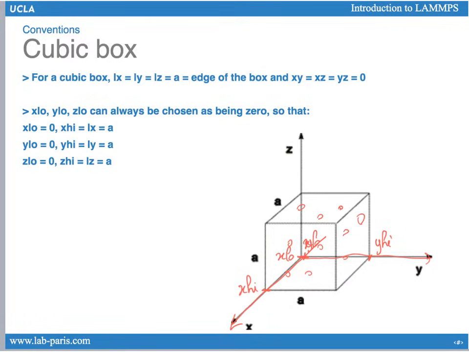Usually, what we will use in practice is that we will always define one corner of the box to be at 0, 0, 0, the origin of the coordinate system. So we will usually define X low, Y low, and Z low to be 0, so that X high, Y high, and Z high are located at the same distance from the origin, which is going to be the size of one edge of the cubic box.